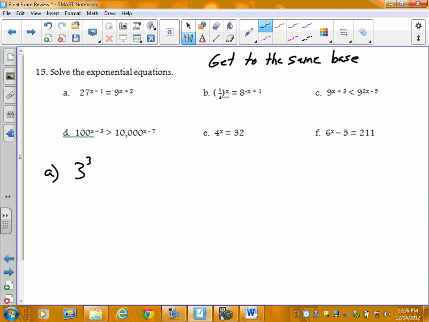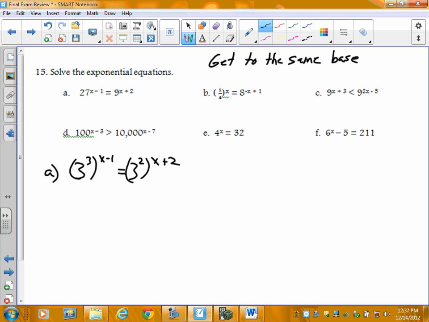So 27 becomes 3 to the third, and then this is x minus 1, because that's from the problem. That's 9, 3 squared, so I change that to 3 squared, and it's still got this x plus 2. Well, in this particular problem, that's where, on the quiz stars, we did all the stuff on exponents, because this is just rules for exponents.